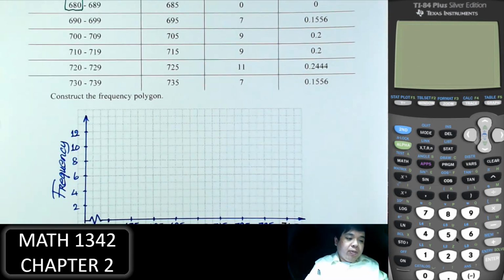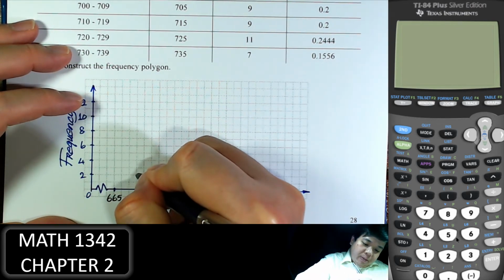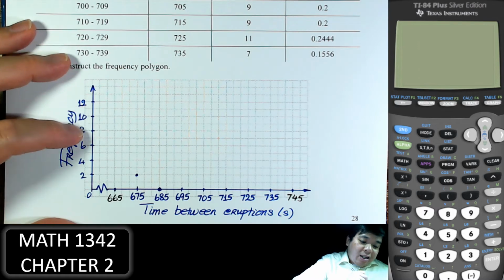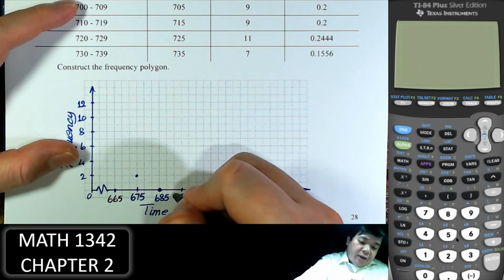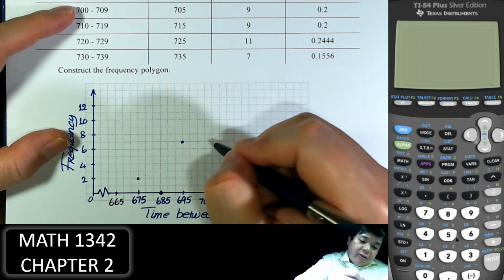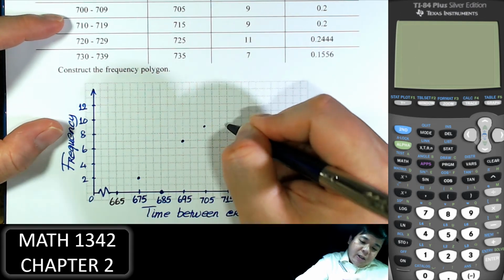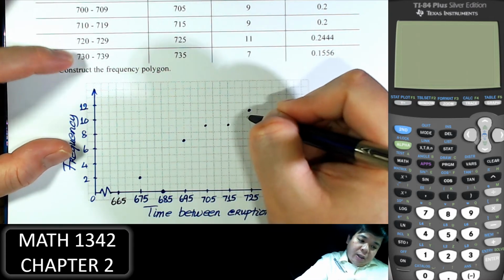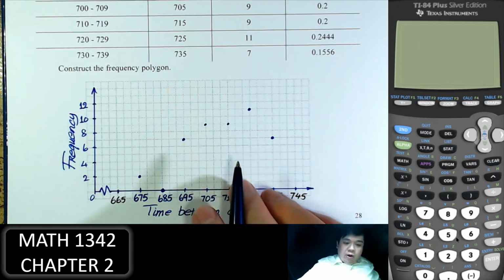Now for the class midpoint, we will not use the bar, we choose just one dot. 675, there will be two of them. 685, there's 0. 695, there will be 7. 705, that will be 9. 715 is 9. 725, 11. 735 is 7. Right, so connect the dots.